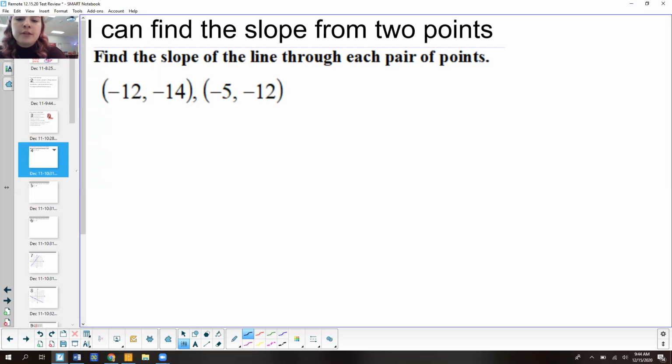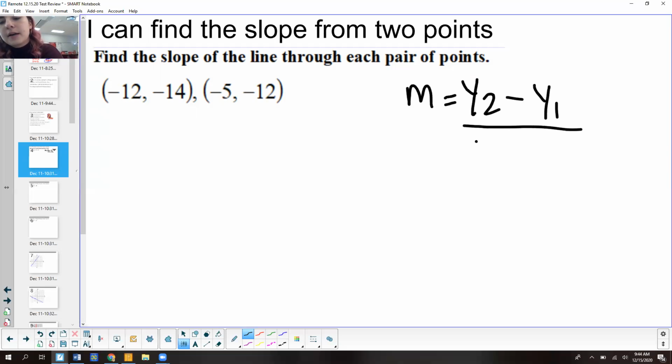All right, so when solving for slope, remember, m is slope. We're going to do m equals y2 minus y1 divided by x2 minus x1. So we're going to do the change in y values divided by the change in x values, or the difference in y and x. All right, so a few things. I'm going to label this point number 1, this point number 2.